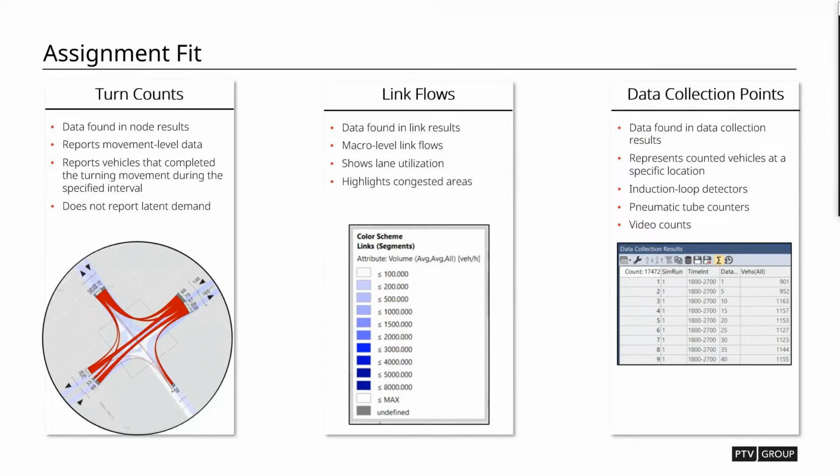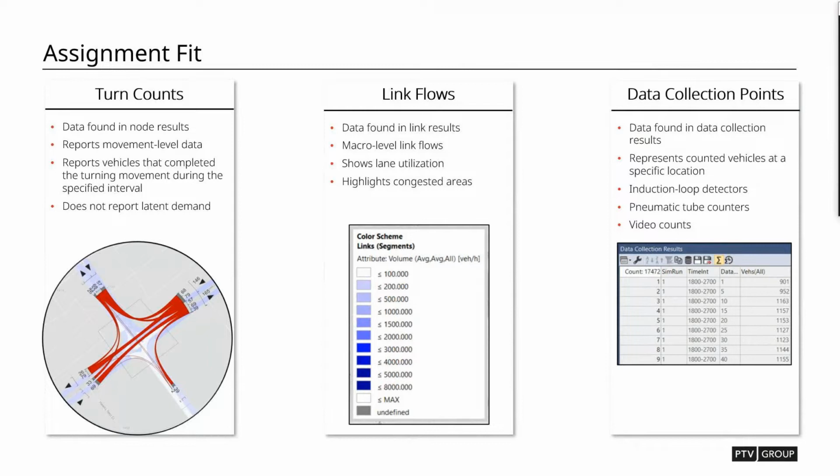Another one we could look at are link flows. So each link, like we saw before with the speeds, is reporting a volume over the time interval, a flow rate per lane over the time interval. And so we can look at the average level link flows for different time intervals or across the whole simulation and compare that to our field data.